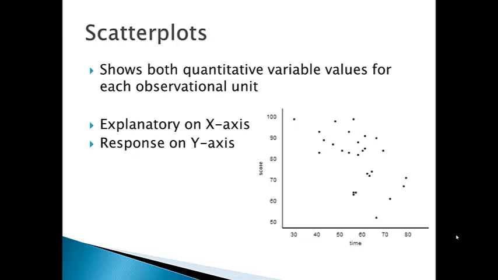The explanatory variable is the time that it takes the student to take the exam. In this case, times range from 30 to almost 80 minutes. The response variable is also a quantitative variable. In this case, the score the student received on the exam, ranging from approximately 50 all the way up to nearly 100 points.